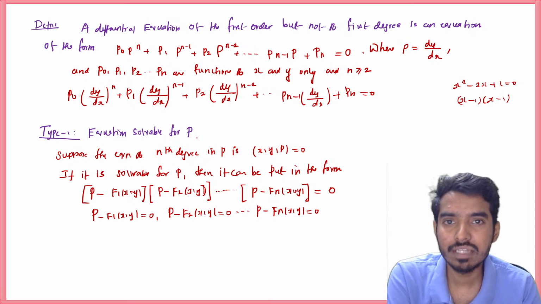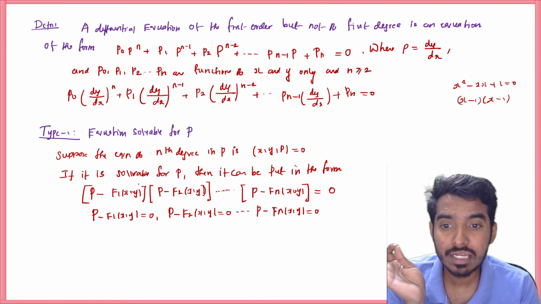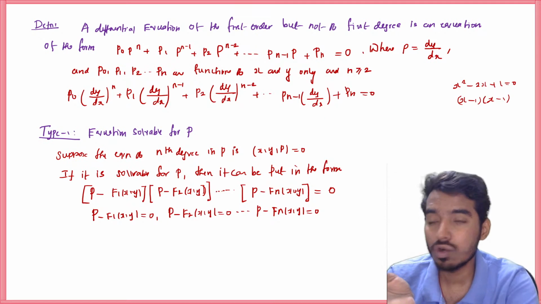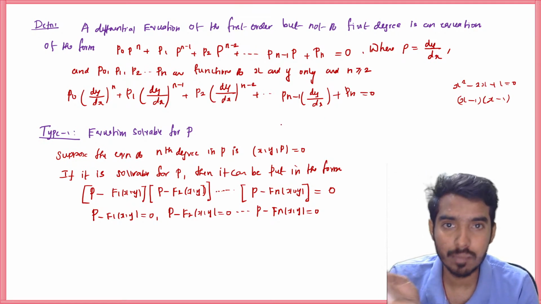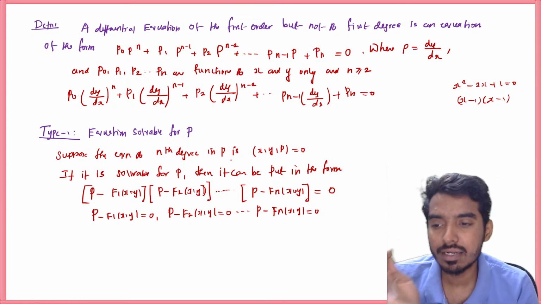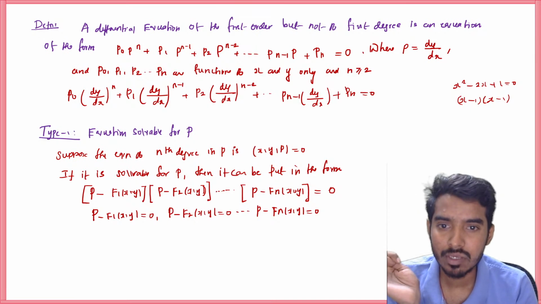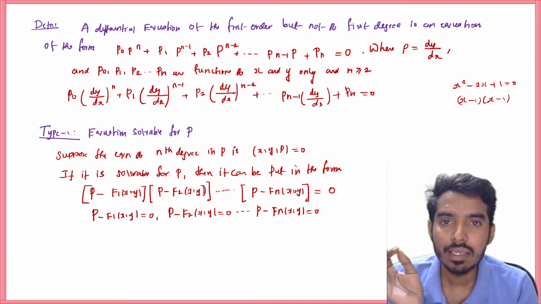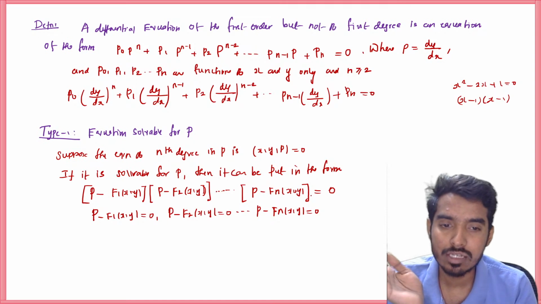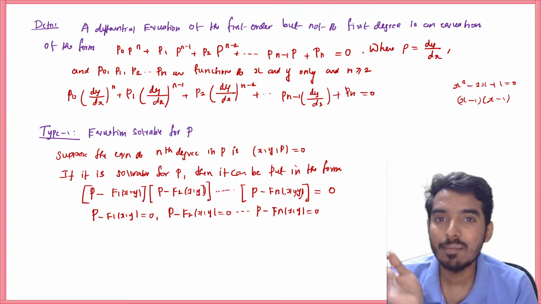Equation solvable for p means there will be an equation in terms of x, y, p. If that equation can be put in this form, it is solvable for p, right? So we want to classify them into 4 types. Type 1 is equation solvable for p. Type 2 is equation solvable for y and so on, right? First, we will concentrate on this equation solvable for p. That means if that equation can be simplified in this form, p minus f1 of x comma y, f2 of x comma y, and so on, then this can be solved by type 1 method.